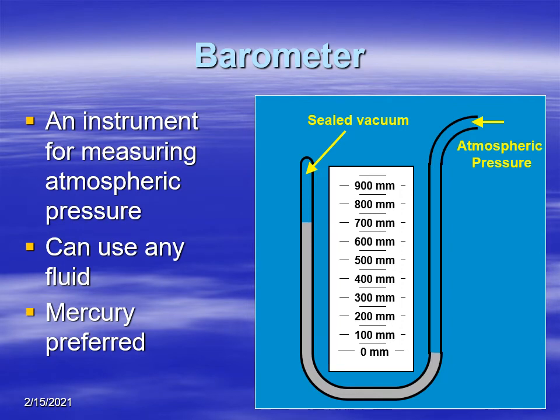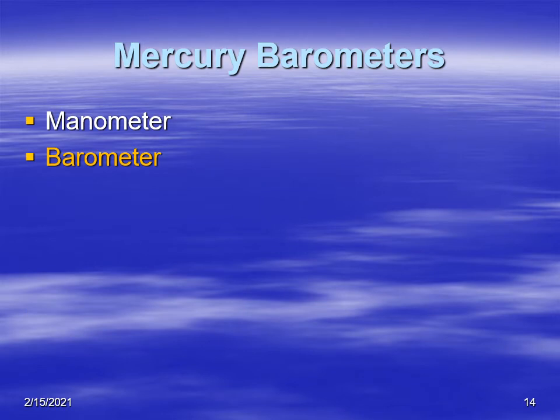A barometer is basically an instrument that's used in measuring atmospheric pressure. And actually, you can use any fluid. For years and years, we've used mercury. That is the preferred fluid to use, and the reason for that is because mercury is so dense. But when barometers were first discovered, believe it or not, they used water. And water was a problem because it was not as dense as mercury. So let's talk a little bit about barometers, mercury barometers.